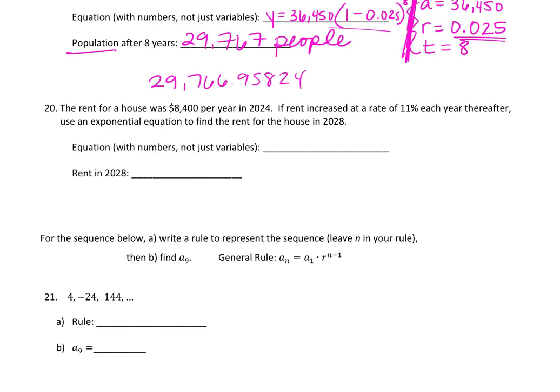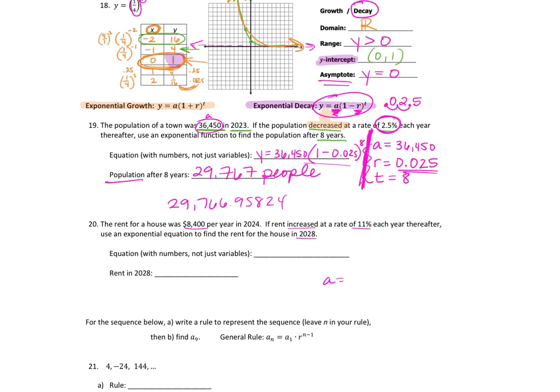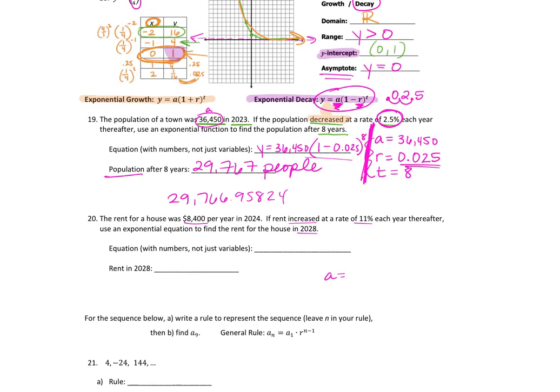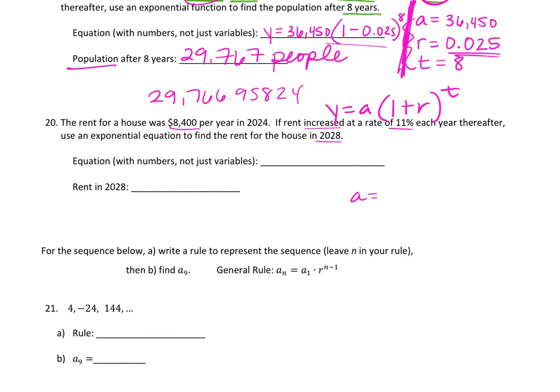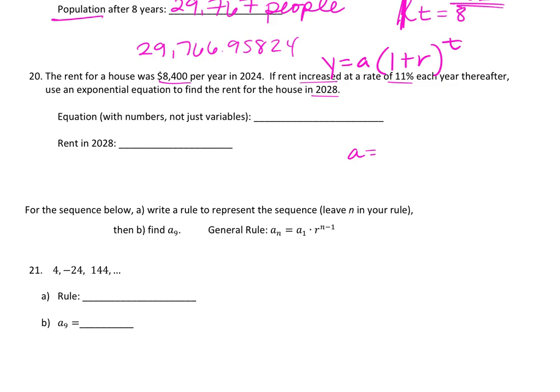Okay, then this one says the rent for a house was $8,400. If rent increased at a rate of 11%, use an exponential function to find the rent for the house in 2028. Gotta be a little bit careful on this one. What's your A in this one? Well, first of all, which equation are we using? The growth, right? We're going to use this growth equation: y equals A times (1 plus R) to the T, because it's growing. Okay, what is A? 8,400. What's R?